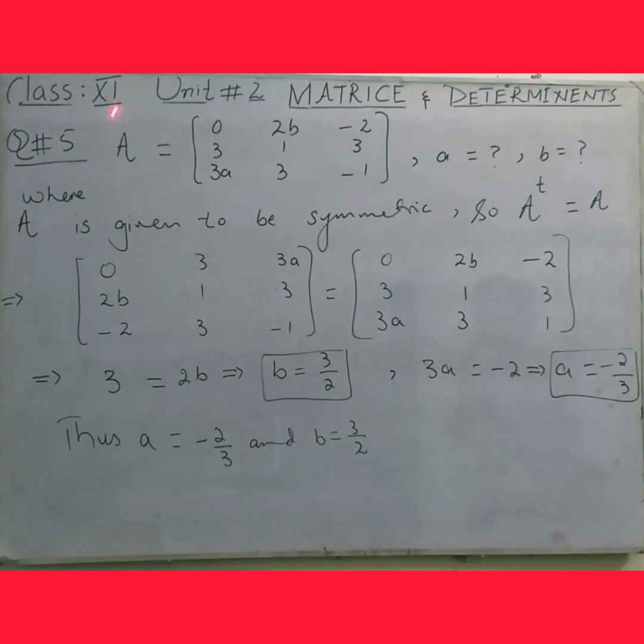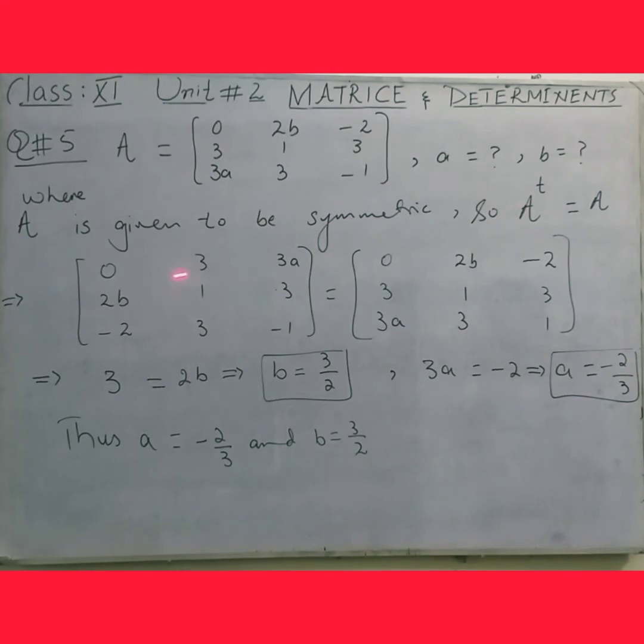Now question number 5 of the same exercise 2.1: matrix A is equal to [[0,3,3A],[2B,1,3],[−2,3,−1]], where A is given to be symmetric. And we have to find the values of A and B. Now, if A is symmetric, then by definition, A transpose is equal to A.